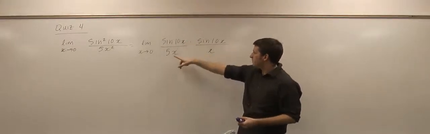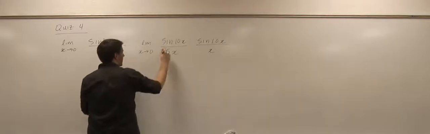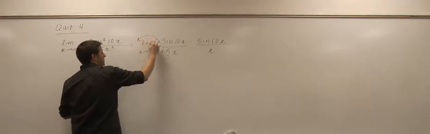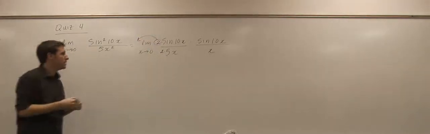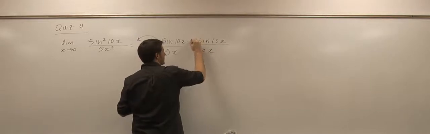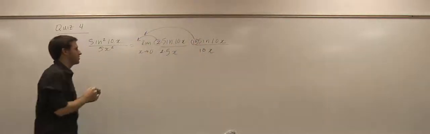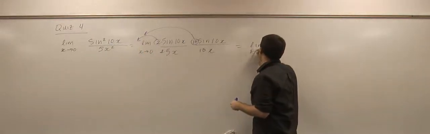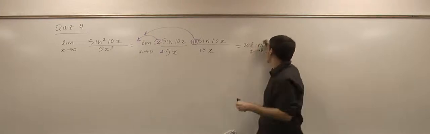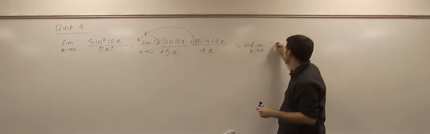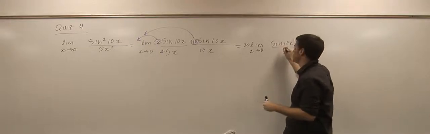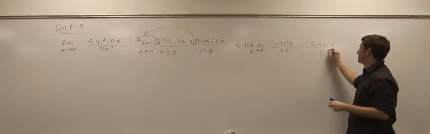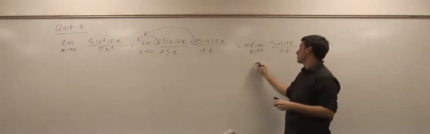Same thing here. So I'm going to have to put a 2 down at the bottom for this guy, which means a 2 up at the top, which is eventually going to come out. And then the 10 comes down here, so a 10 comes up on top, which is eventually going to come out as well. So on the outside, you have 2 times 10, which is 20, times the limit, and then on the inside, you have sine 10x over 10x. You have 2 of those, but it doesn't matter. That's one way. So each of these goes to 1, and you get 20.